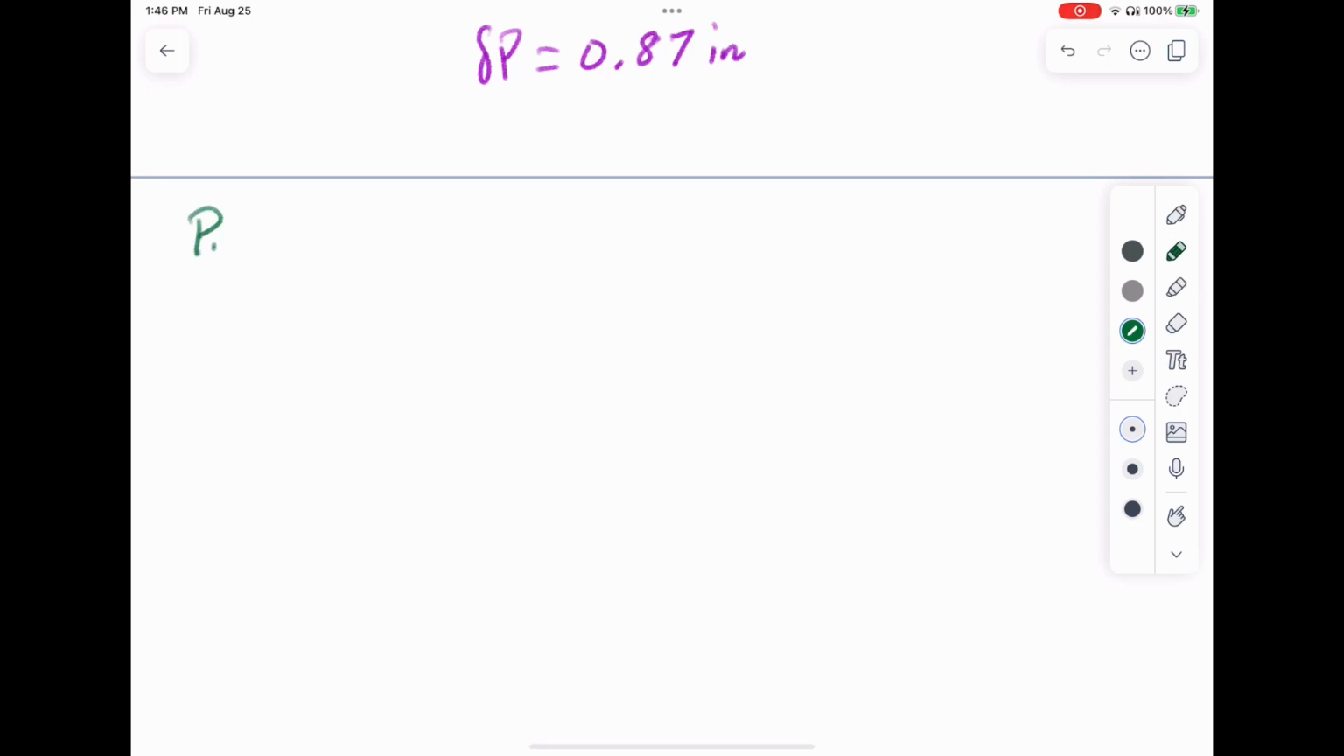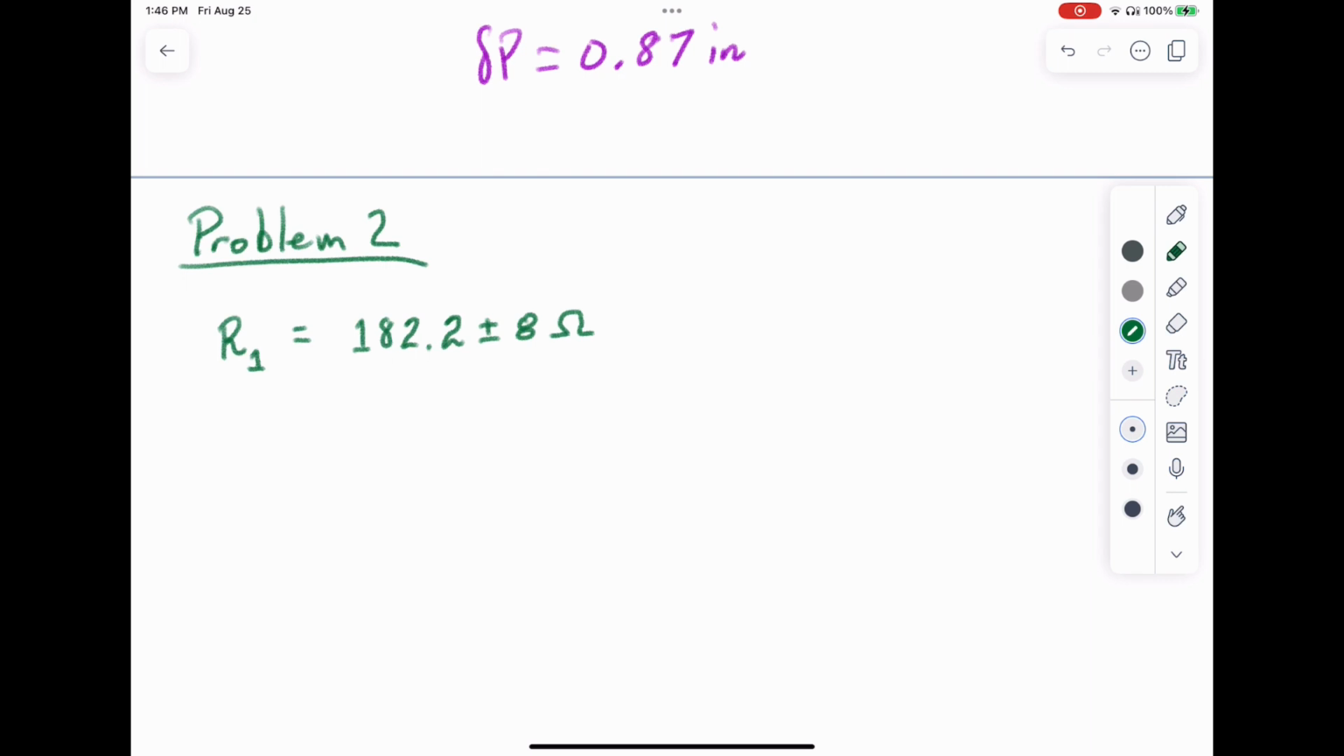Okay, so we are now going to look at problem number two. With problem number two, we are looking at the resistors in this problem. Let me see under WebWork. So this problem basically states, we're going to make measurements of a resistor with three different methods.